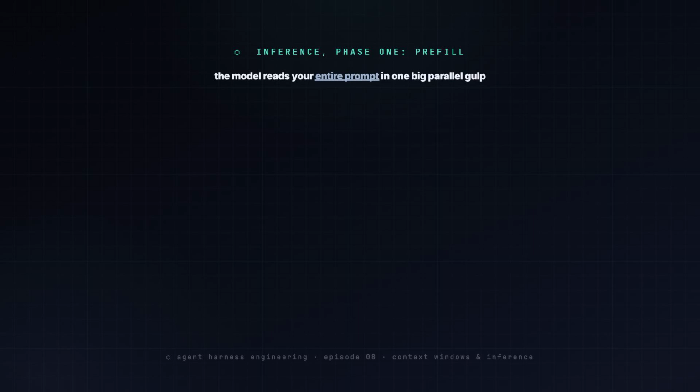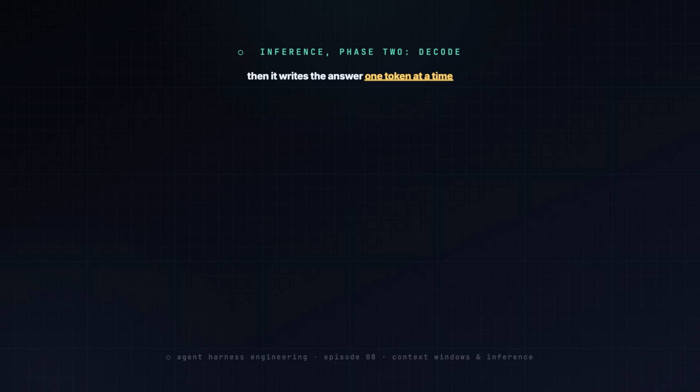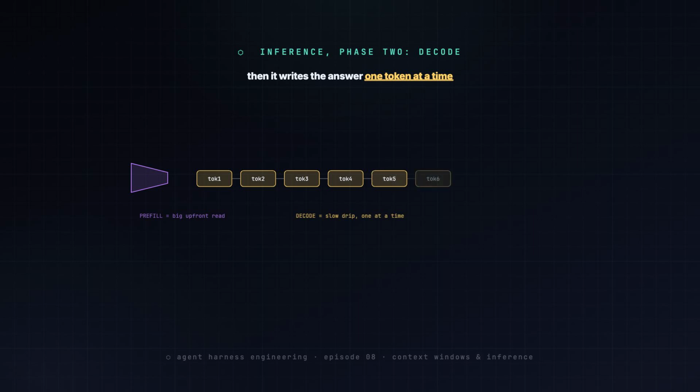Now, how does the model actually run? Two phases. First, prefill. It reads your entire prompt in one big parallel gulp and builds up its internal understanding. This is the heavy bulk part. The cost scales with how long your prompt is. Then, decode. It writes the answer one token at a time, each new token depending on everything before it. Decode is the slow drip, prefill is the big upfront read. Knowing which is which tells you where the cost actually lives, and it lives in that bulk prefill.